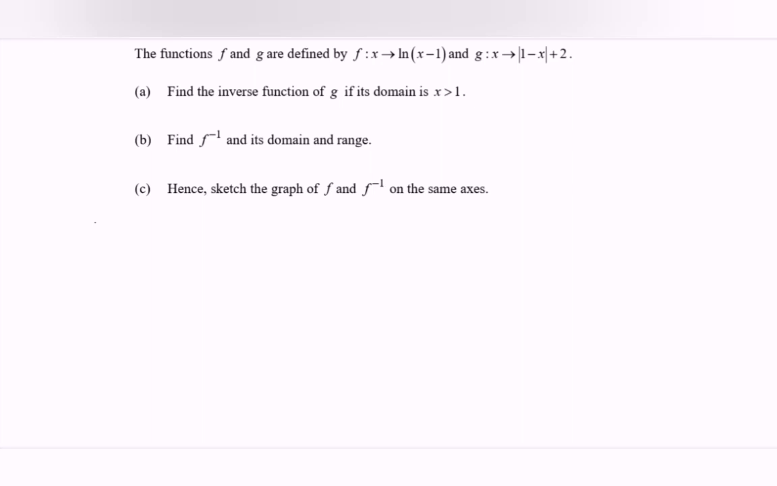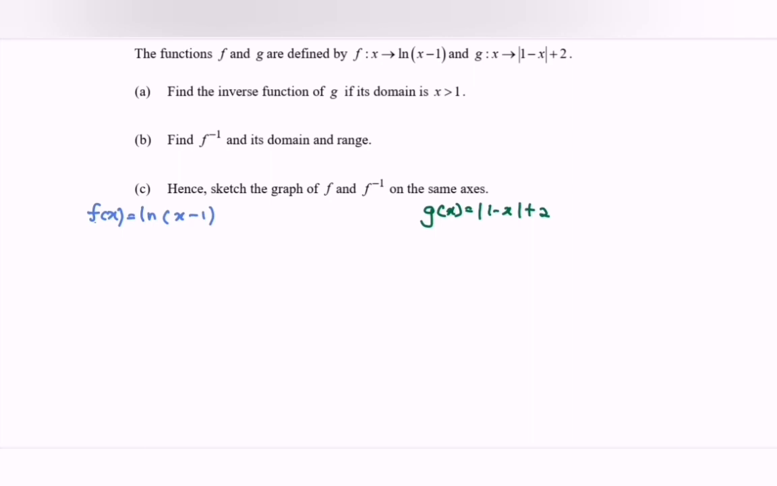The functions f and g are defined as follows: f(x) = ln(x - 1). For the function g, g(x) = |1 - x| + 2. Find the inverse of the function g if its domain is x greater than 1.